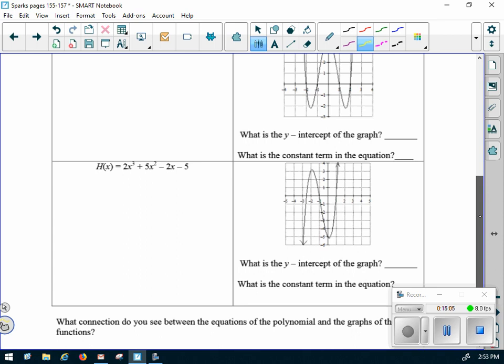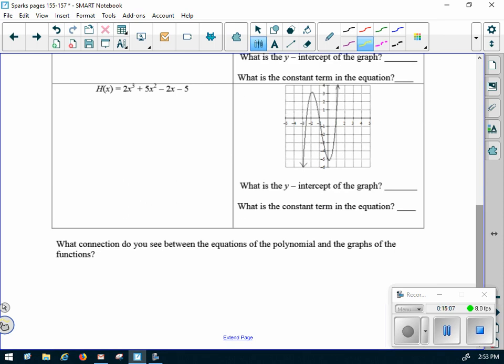We ain't going to do that one. Let's do the last one there. How would we factor that one? Grouping. All right, group.